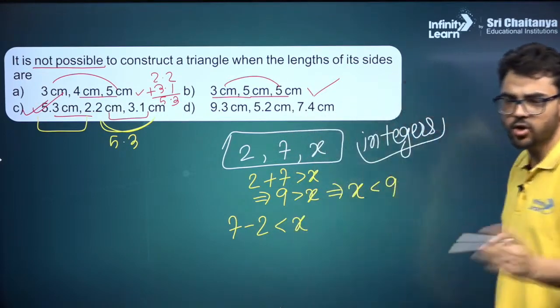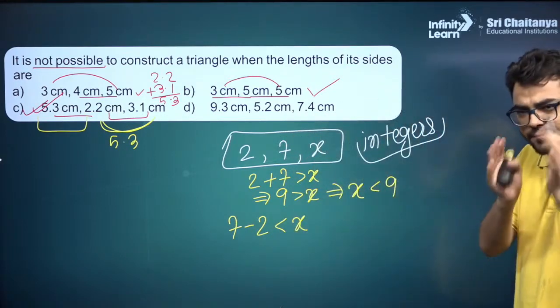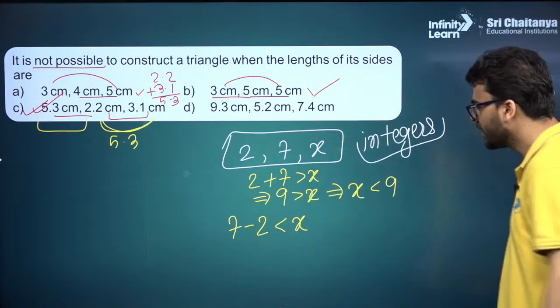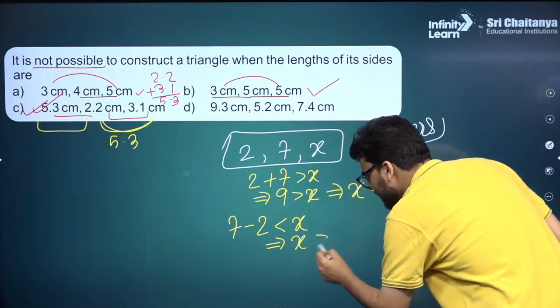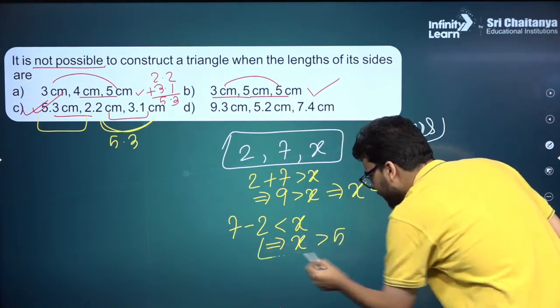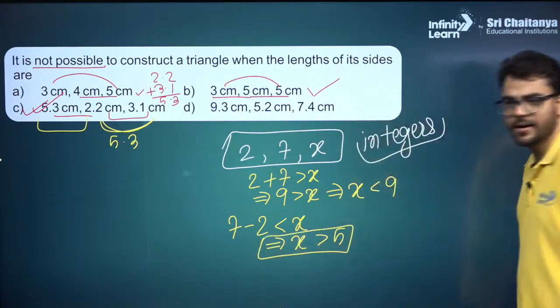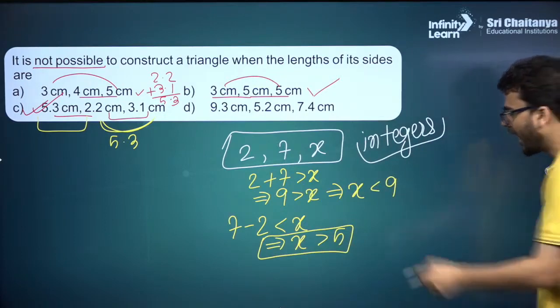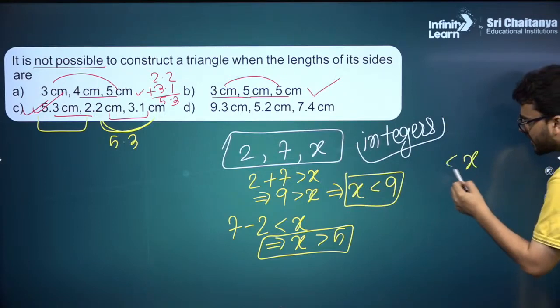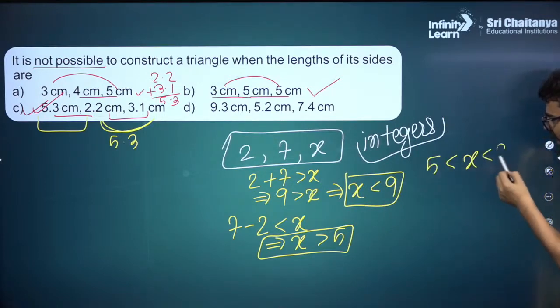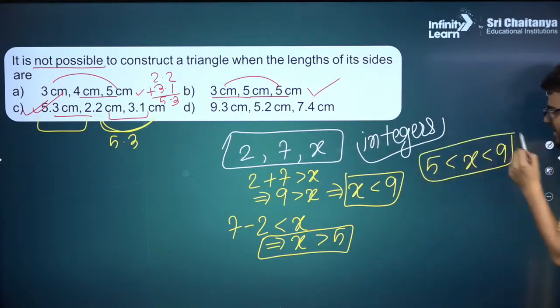We are talking about the difference, the gap between them, right? So I can say now that x is greater than 5 over here. The difference of two sides is less than the third side, and x is less than 9. So can I not say that x is greater than 5 and less than 9? Can I write like this, guys?